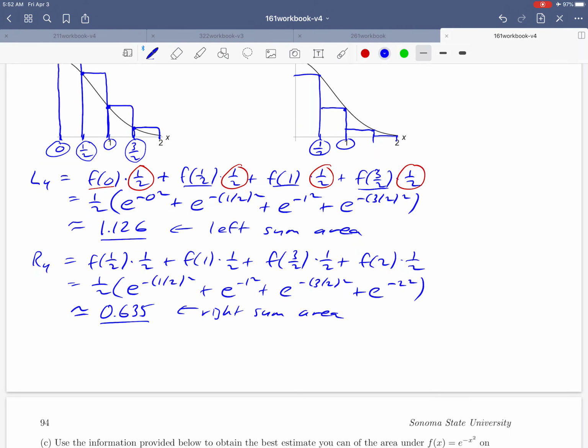You might notice those two numbers are closer together, 0.635 and 1.126, so both of those are better estimates of the area under the curve. And so we've got a smaller range of values. Now we can say that the exact area under the curve is between 0.635 and 1.126. This illustrates a general point: the more rectangles we use, the more accurate we're going to get. In the continuation of this problem in the next video, we'll increase the value of n and see that our estimates get even more accurate.